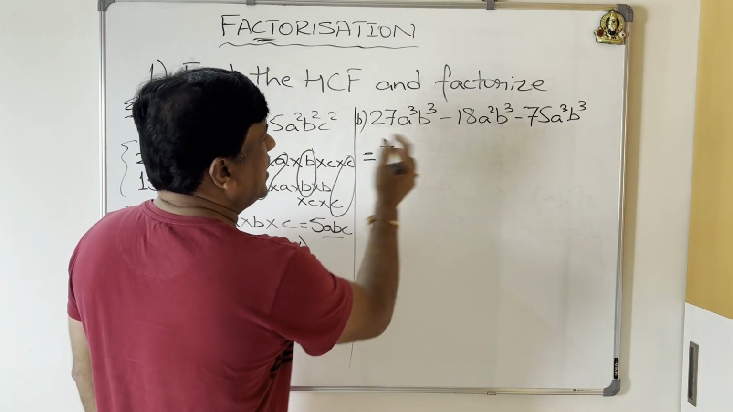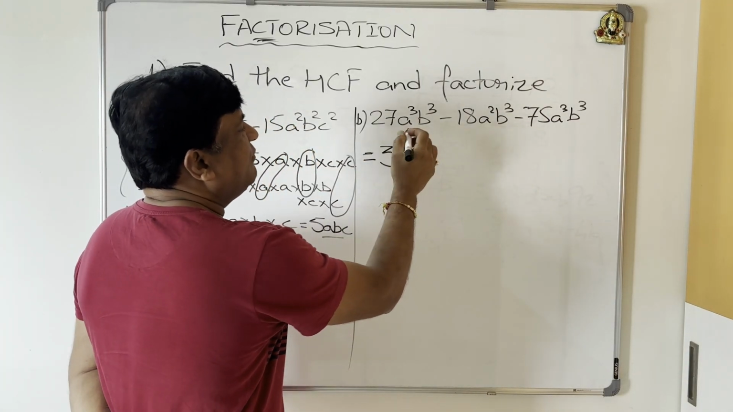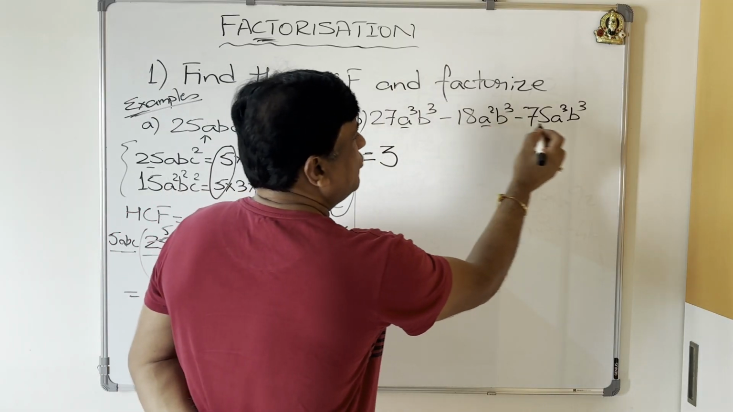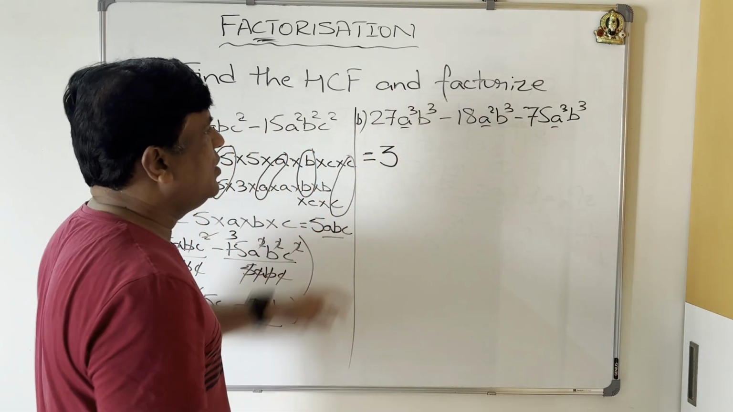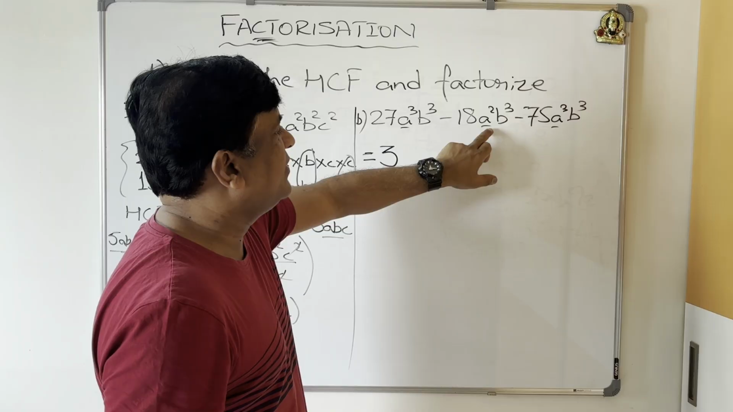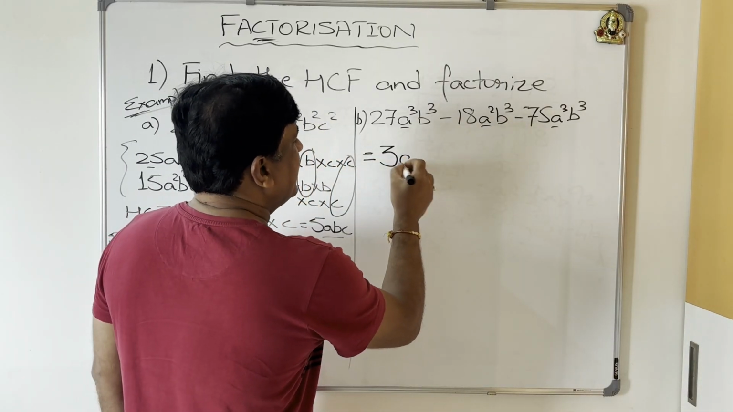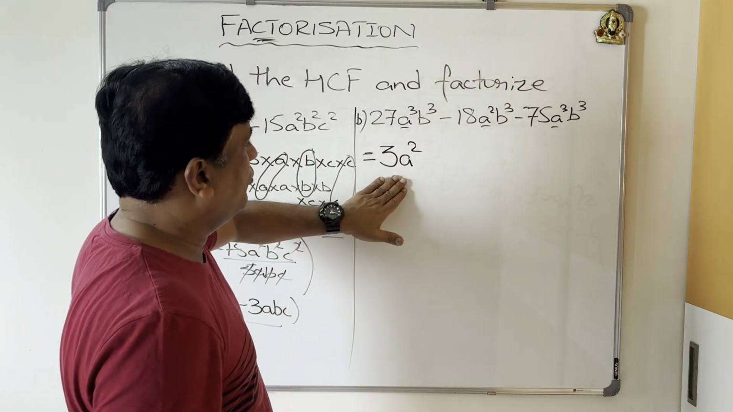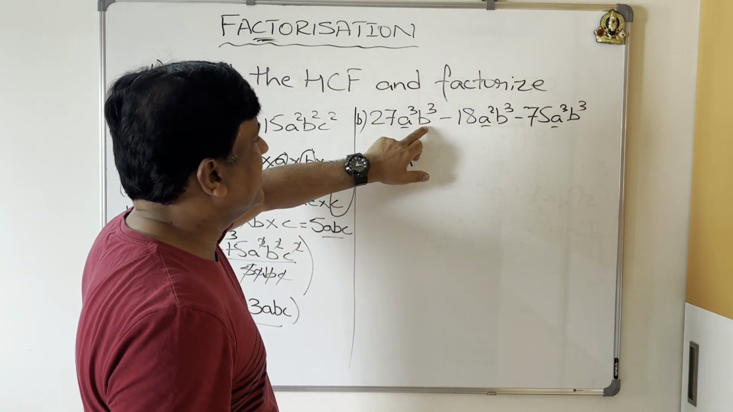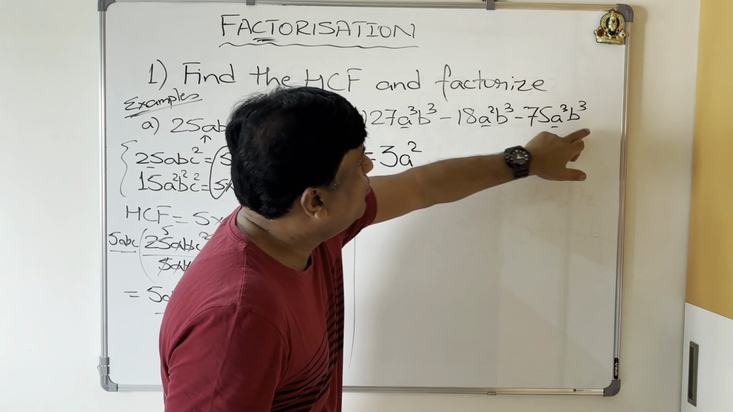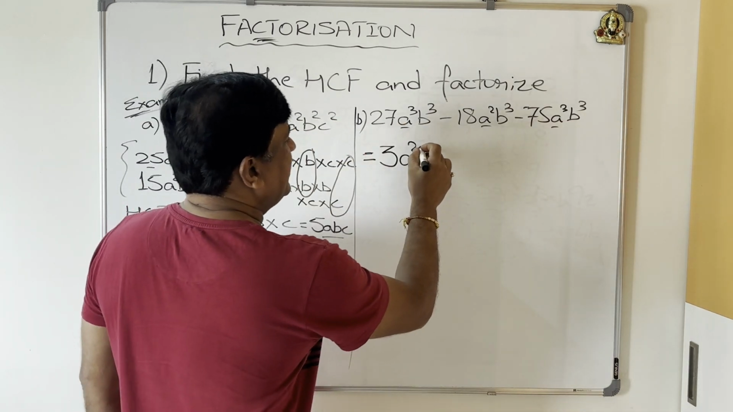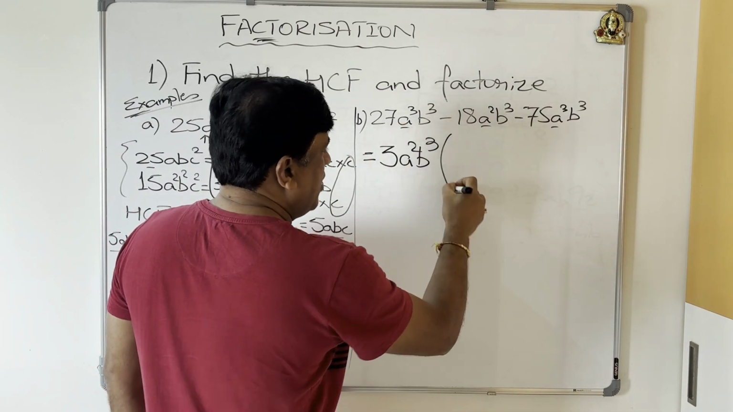I took a 3 out, and when you look at A, just look at A, what can I take out? You need to look at the smallest one. There is A square over here, there is A cube. So I can take A square common out, right? And then now look at B. What can I do? B cube is common in all three. So can I take B cube out? So now start the bracket.